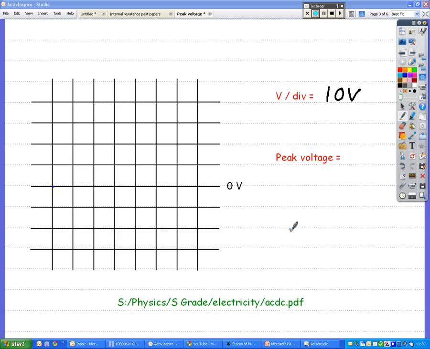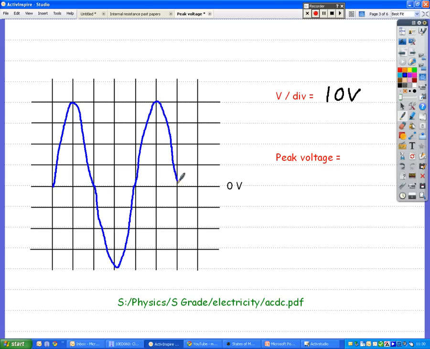Okay, so if I have an oscilloscope screen and we have a wave on there, this is our zero line down here. So if my wave looks something like this, so we've got a wave, an AC wave. This is showing us what the alternating current looks like.